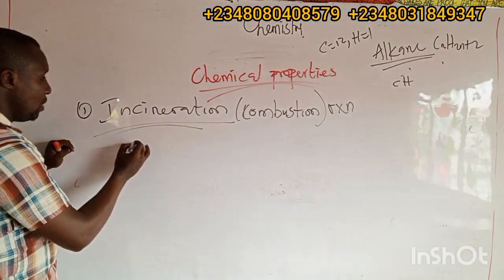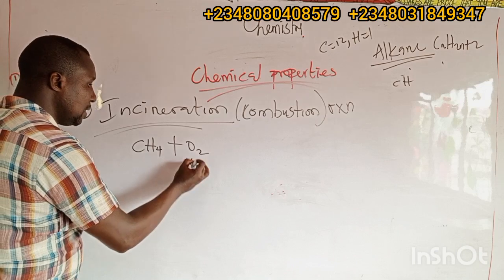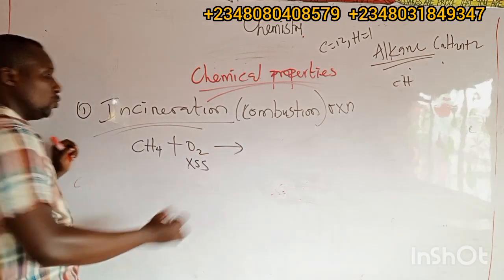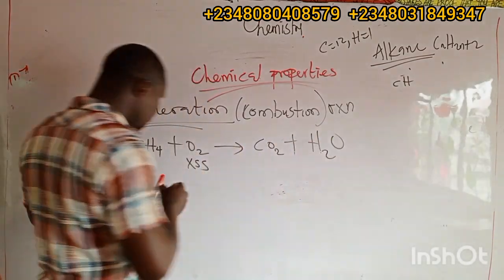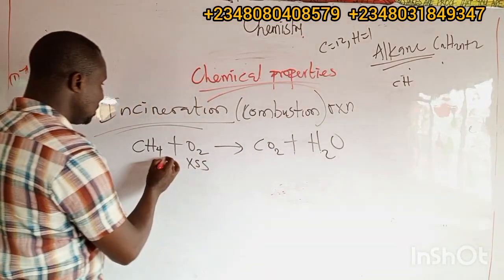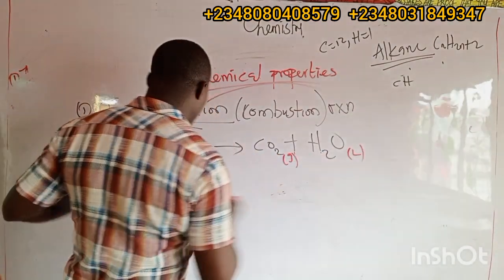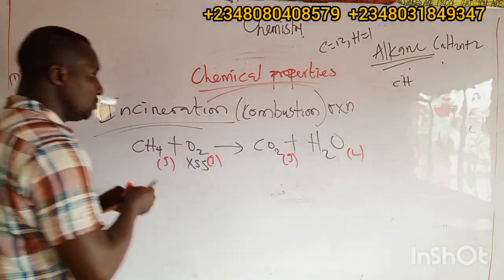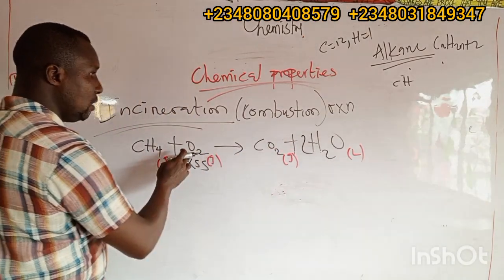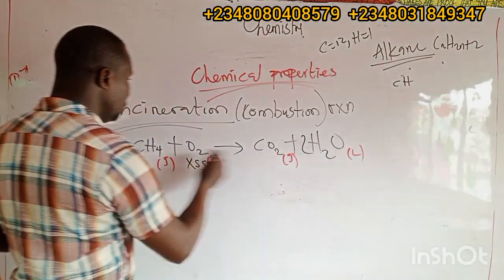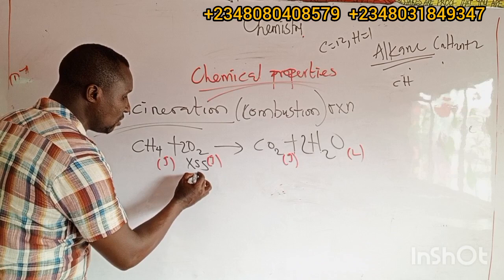This is what I mean. When you have methane plus oxygen gas in excess supply, you have CO2 plus H2O, water. This one is gas, this one is liquid. Balance the equation. For carbon is 1, oxygen is 2, put here. This is excess supply, excess of air.